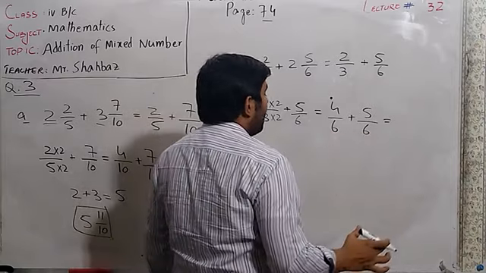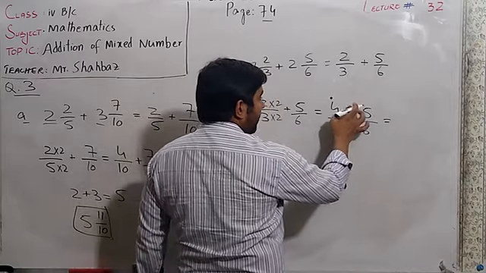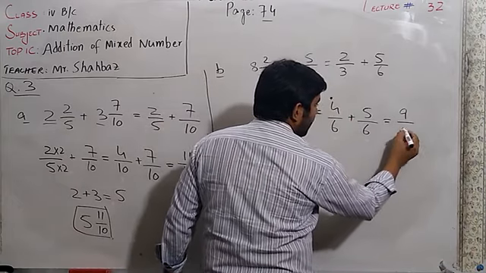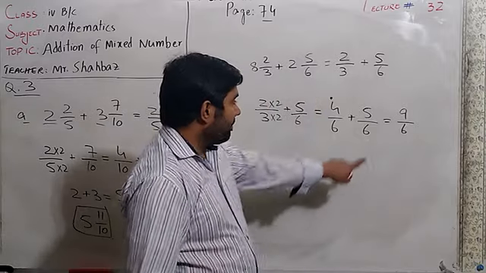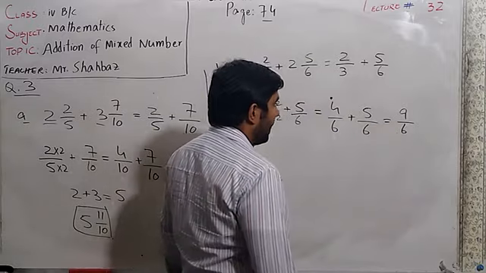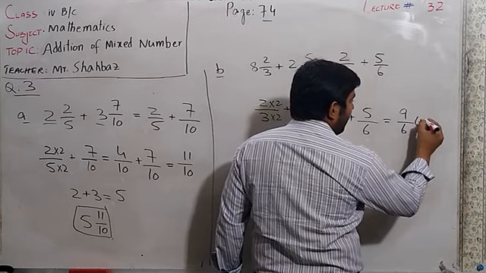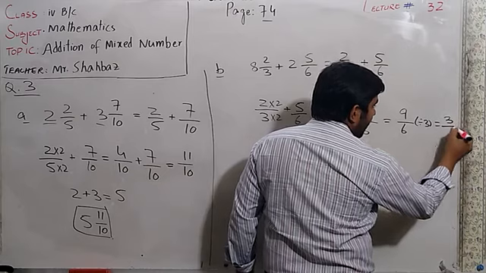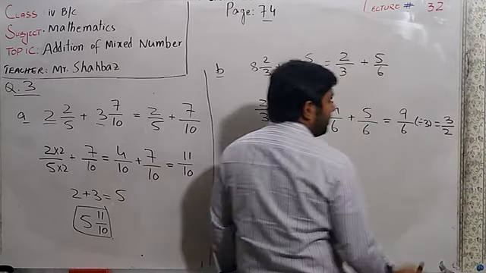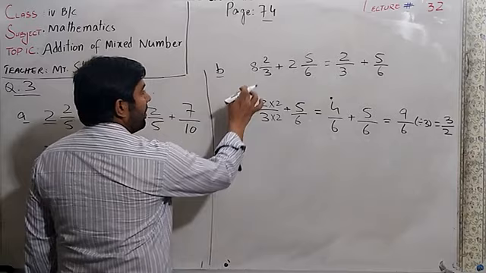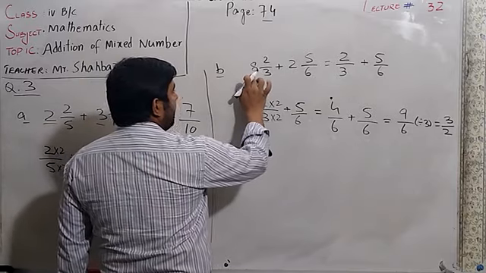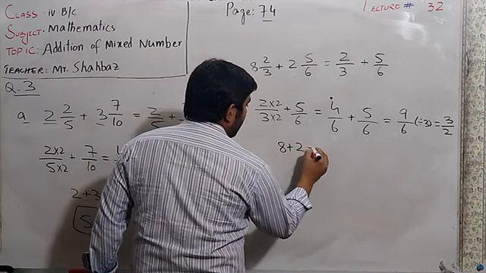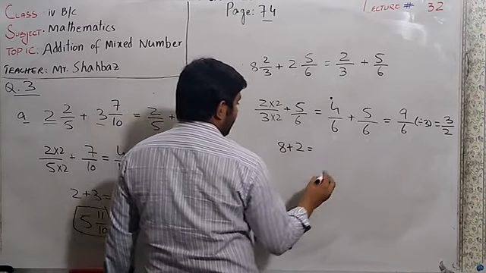Denominators are same. Like fractions, 4 plus 5 will be 9 over 6. Here you can see that this is 9, this is 6. It can be simplified. Divided by 3. 9 divided by 3 will be 3, and 6 divided by 3 will be 2. Now we have to add this whole number and this whole number. 8 plus 2 is equal to 10.